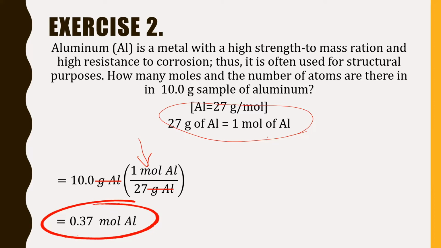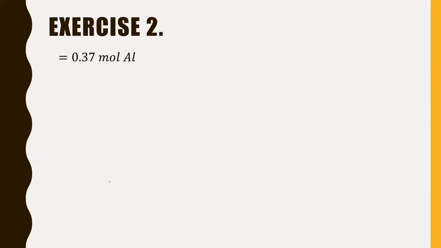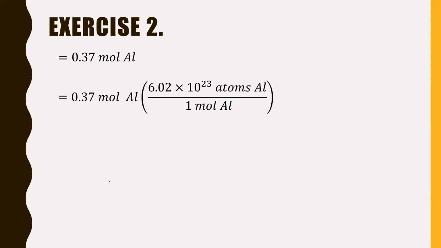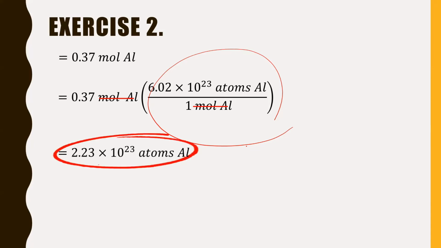Now, ang next tanong ay how many atoms? Since meron na tayong number of moles, hahanapin na natin yung number of atoms. Yan. So, dito, gagamitin natin yung factor using the Avogadro's number. For every 1 mole of that element, meron tayo 6.02 times 10 to the 23 atoms of aluminum. So, canceling out mole here and there, matitirang unit, number of atoms. So, 0.37 times the quantity 6.02 times 10 to the 23, we have 2.23 times 10 to the 23 atoms of aluminum. Now we already answered the two questions, the number of moles and the number of atoms of aluminum in 10 grams of the sample.